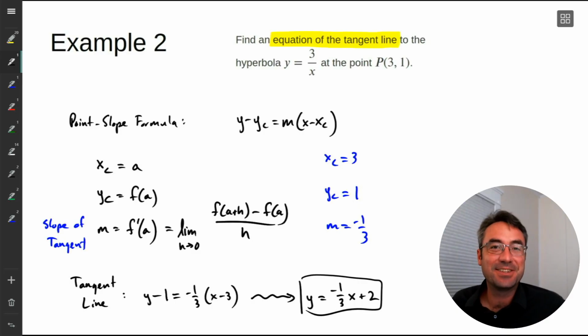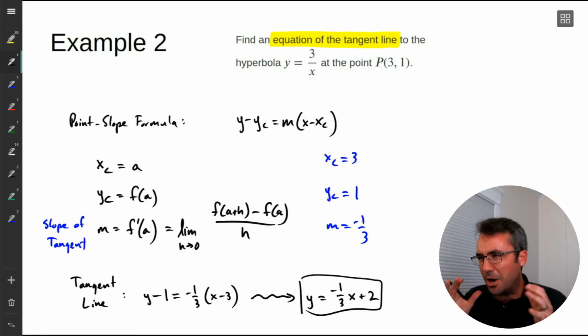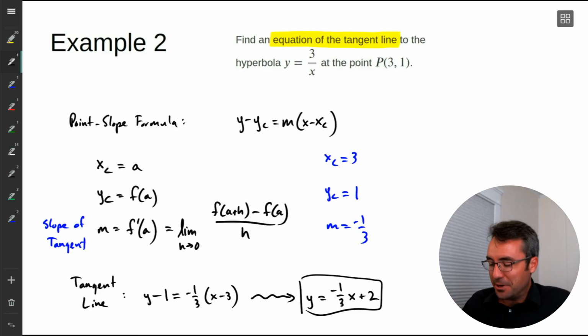Okay. There's our tangent line in y equals mx plus b form. So really either of these is fine. Normally we like to get it into this format though, but we start with our point slope formula to get us there. All right. So a little bit of practice doing these limits.